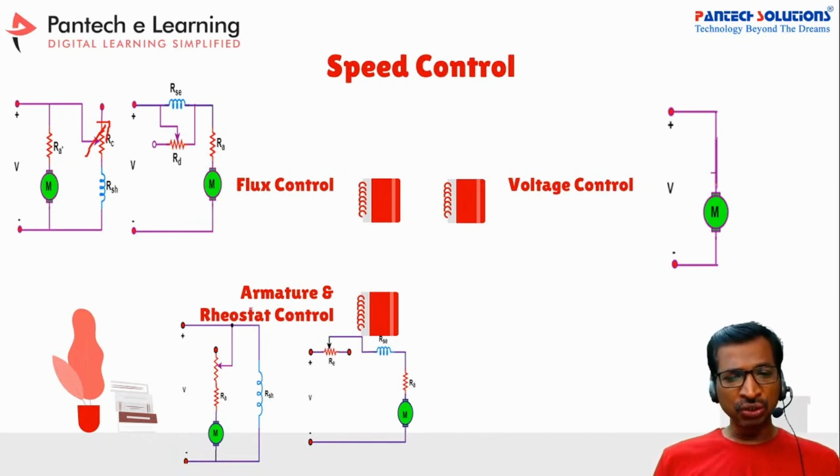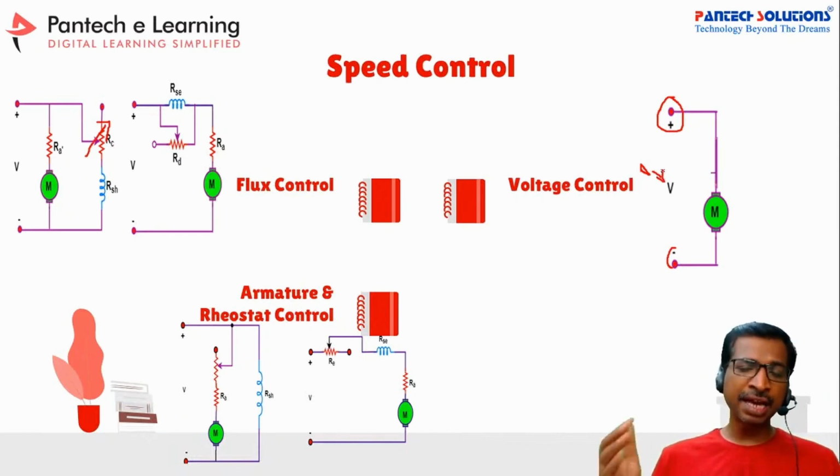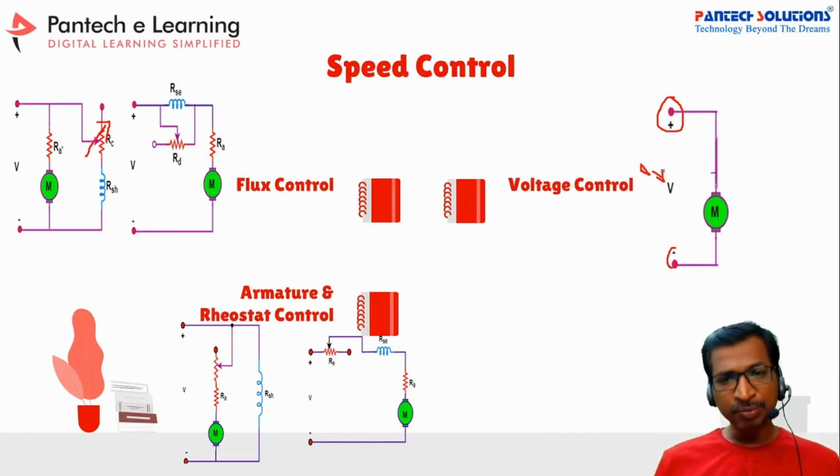Similarly for the armature rheostat, instead of the field, if you keep the rheostat on the armature side, then you get the armature rheostat method. Both methods need a variable rheostat. But here, if you are changing the applied voltage from 0 to maximum, then we can get a variable output voltage. At the same time, if you vary the current, then you can vary the speed, and the DC motor torque also.